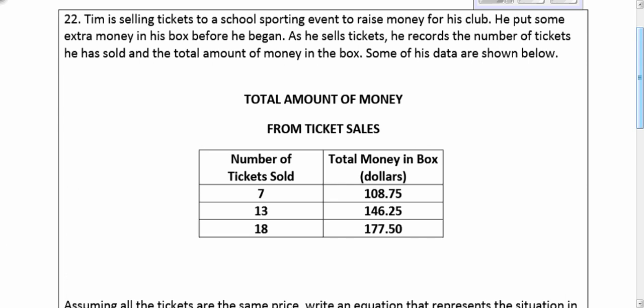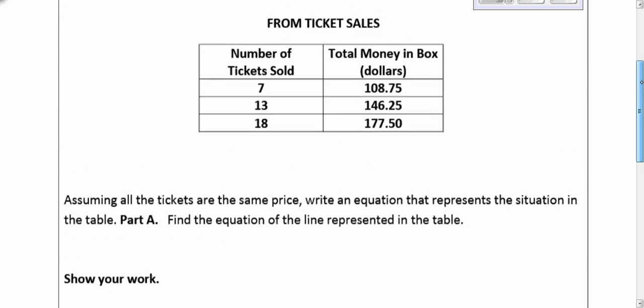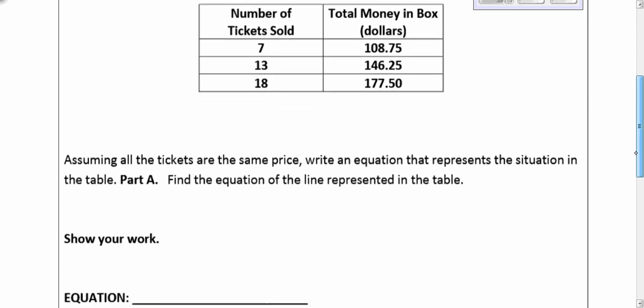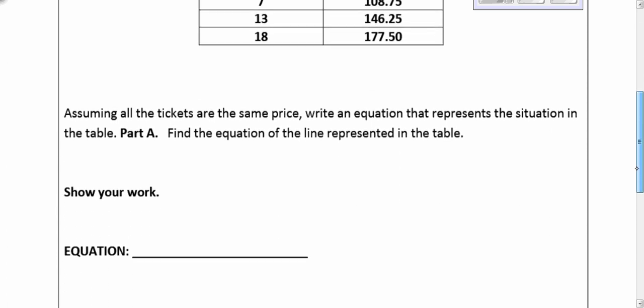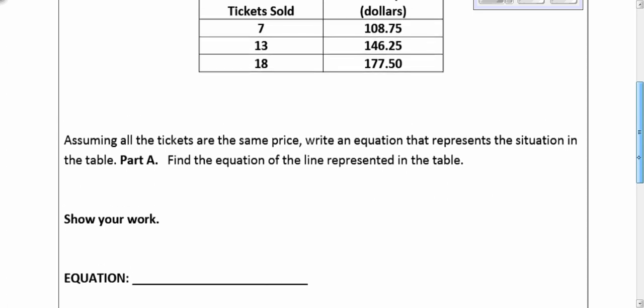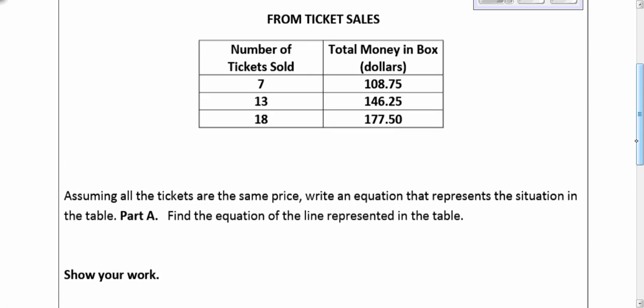All right, so this is a table of values, total money from ticket sales. It says assuming all the tickets are the same price, write an equation that represents the situation in the table, part A. Find the equation of the line represented in the table. So this is a lot of work right here. But the first thing you have to do every time you see a table of values, you have x1, y1, x2, y2. So you're going to try to figure out slope.